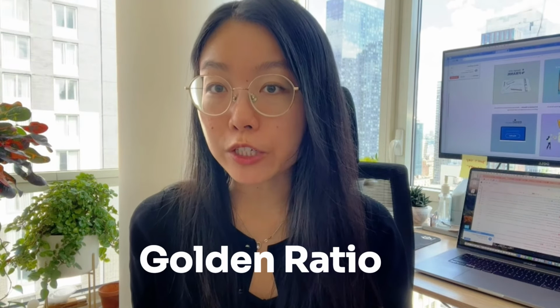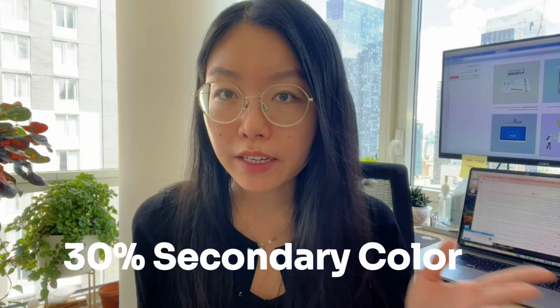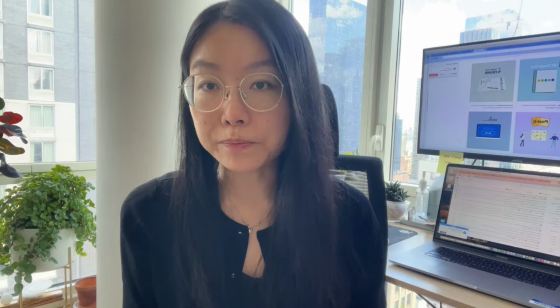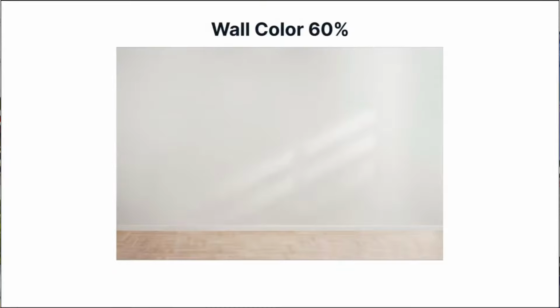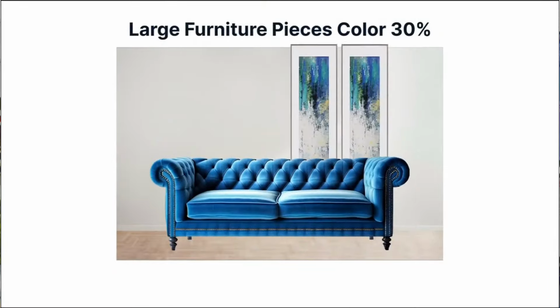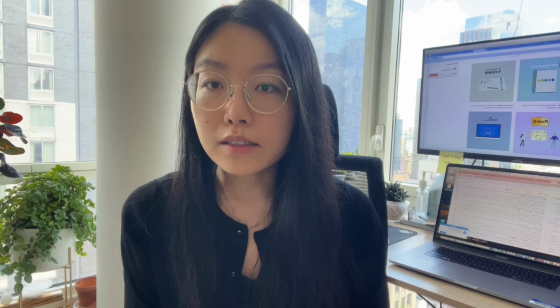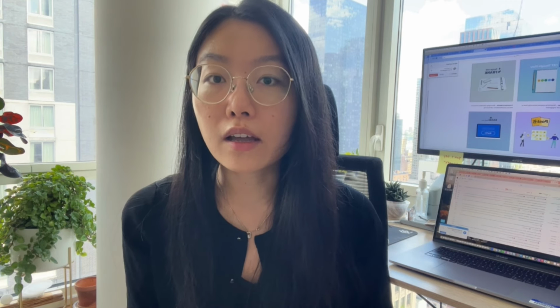60-30-10 is the golden ratio. The rule comes from interior design: 60% dominant color, 30% secondary color, and 10% accent color. Let's say you have a living room. The wall color is the dominant color, which should occupy 60% of the room. The furniture and larger accessory colors are the secondary color, which should occupy 30% of the space. And the decor like throw pillows and artwork are the accent colors, taking up 10% of the room. This proportion usage of color creates a balanced and harmonious space.